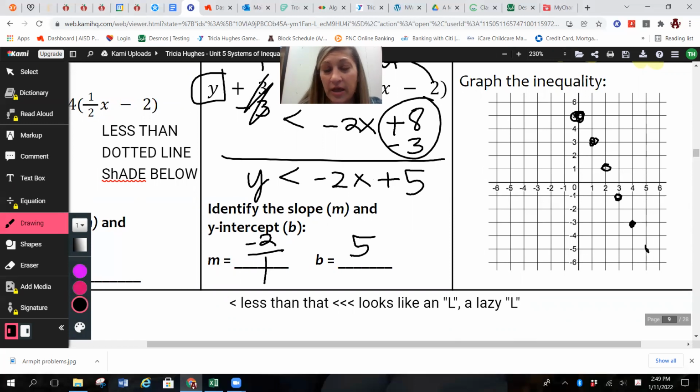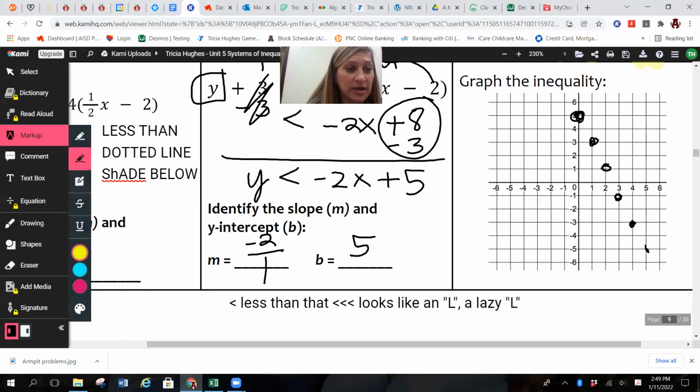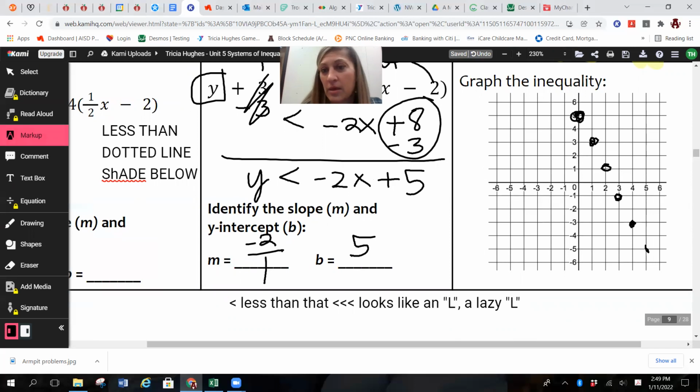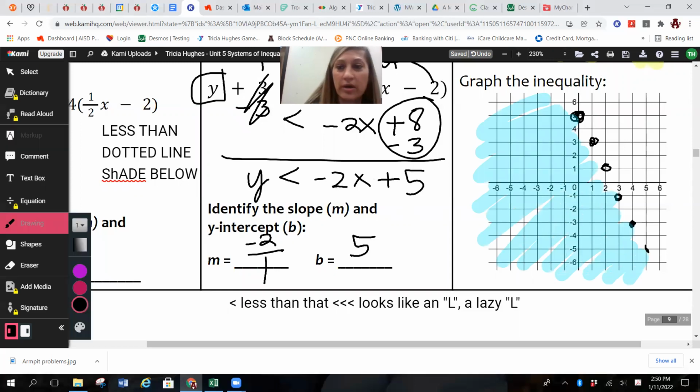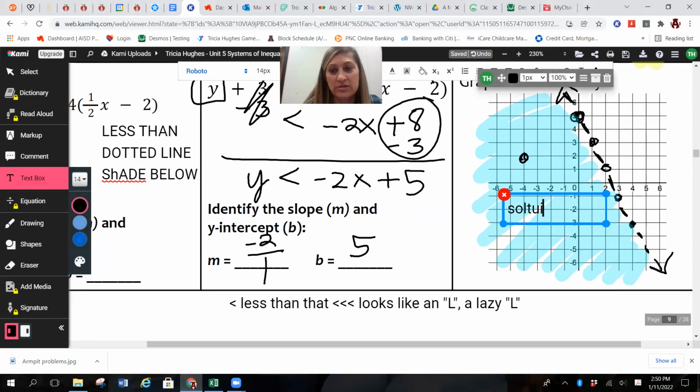This is a dotted line because it's not equal to, but it is less than. Less than means shade lower. So our answer is a dotted line. Any point on this dotted line is not an answer. Any point in the blue is an answer. Remember, we call this the solution set.